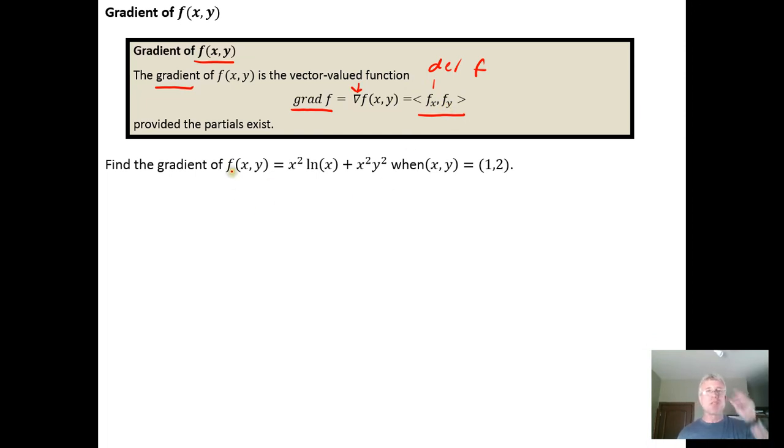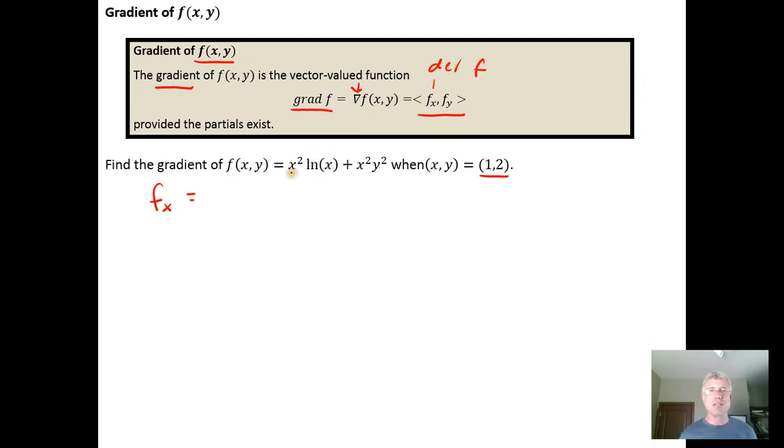So if I have a function here, f of x, y equals x squared natural log of x plus x squared y squared, I can find the gradient of it at a specific value of x and y. So here it says find the gradient of the function when the ordered pair x, y is the ordered pair 1, 2.